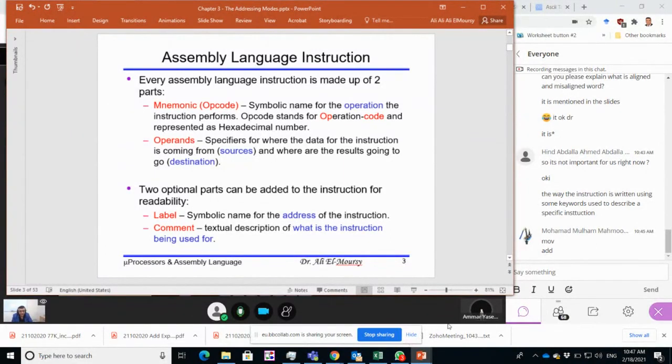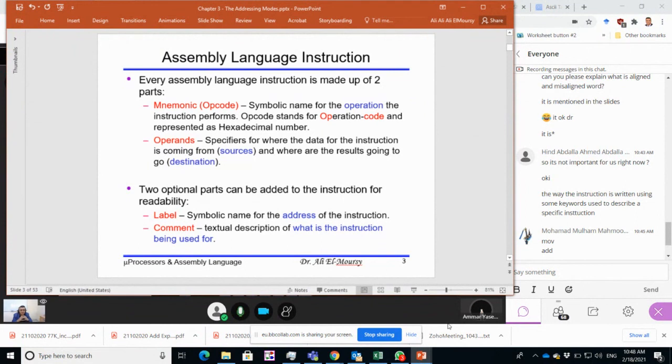As a formal definition, a label is a symbolic name that you as a programmer give to the address of the instruction. Let's focus well. The instruction has an address. An address where? In what? Nobody say in memory, because we are not talking about memory, we are talking about software now, the components of my program.